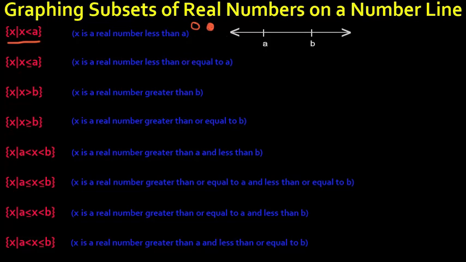So let's get started. X such that x is less than a. So I'm going to find a on the number line. And again, it is not equal to, so it's going to be open. And then it is saying less than a. So we will graph anything less than a. So it goes in that general direction.